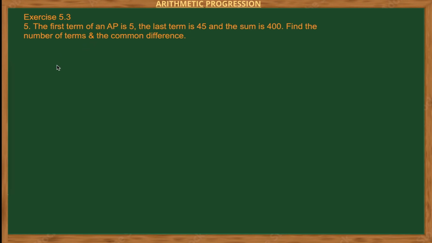Okay, so what is given is a is equal to 5, and the last term. It is saying the last term is 45. Okay, and the sum is given as Sn is equal to 400. Okay, and do we know n? No, this is what we need to find, n. Do we know one more thing? We don't know the common difference. So this is the question being asked.